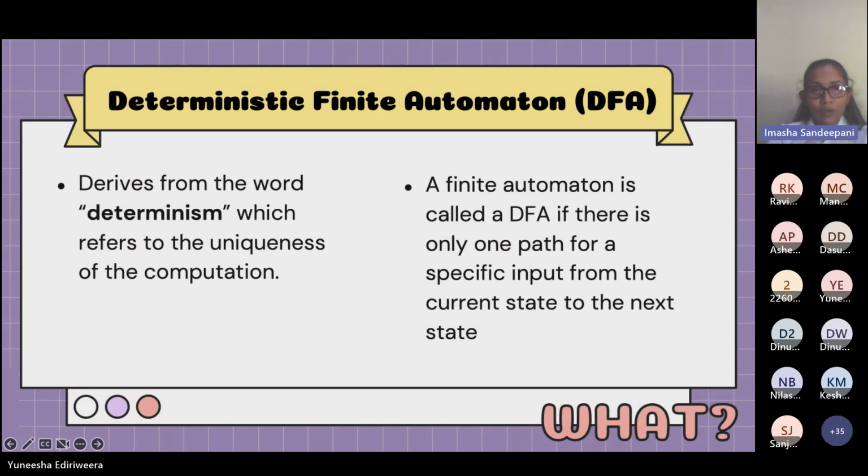First, let's discuss the deterministic finite automata, or in short DFA. DFA gets its name from the word determinism, which refers to the uniqueness of the computation. In DFA, there can only be one path for a specific input from the current state to the next state. Next slide.